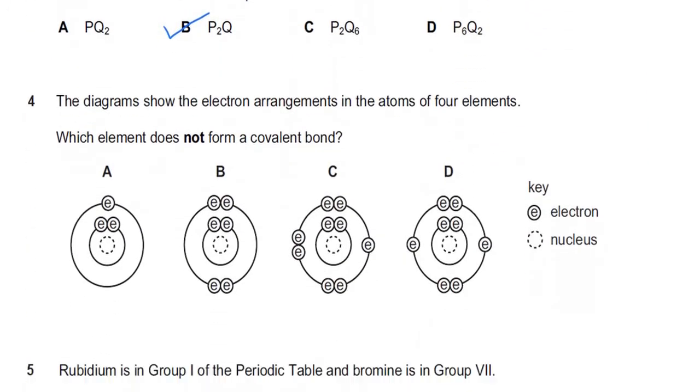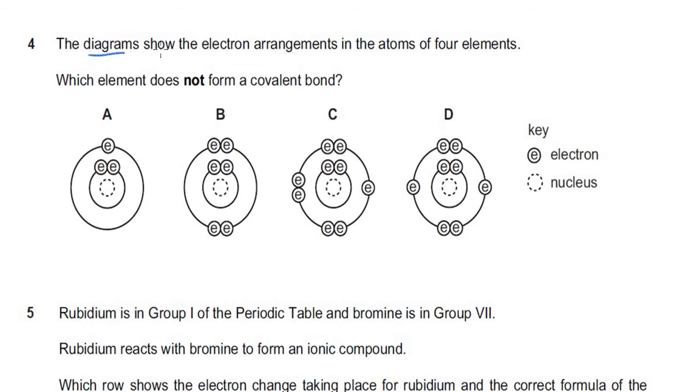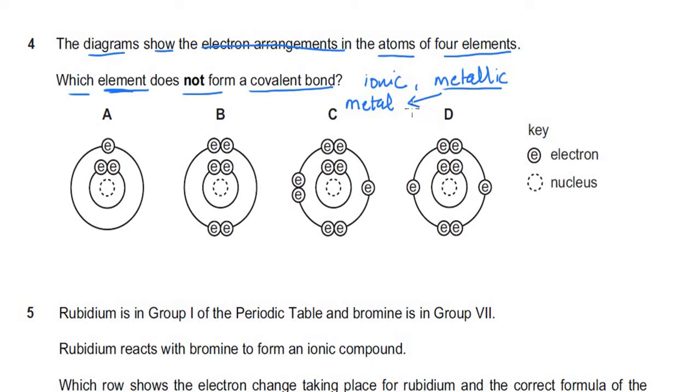Let's move on to the fourth MCQ, which says the diagrams show the electron arrangement in the atoms of 4 elements. Which element does not form a covalent bond? That shows that this element should form either an ionic bond or a metallic bond. In both cases, we need at least one metal, because we know that an ionic bond is formed between a metal and a non-metal element, and even the metallic bond is formed with the metal elements themselves. So we should have at least one metal. And as we know, the metal element should have outer shell electrons as either 1, 2 or 3. So looking at the structures of the elements A, B, C and D, let's have a look at the outer shell electrons only.